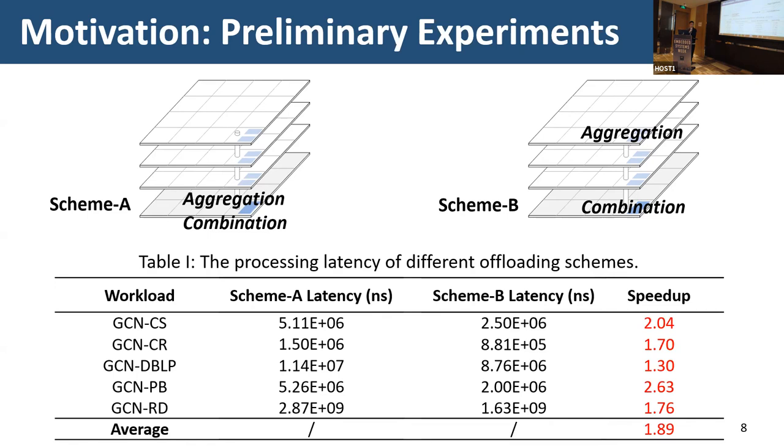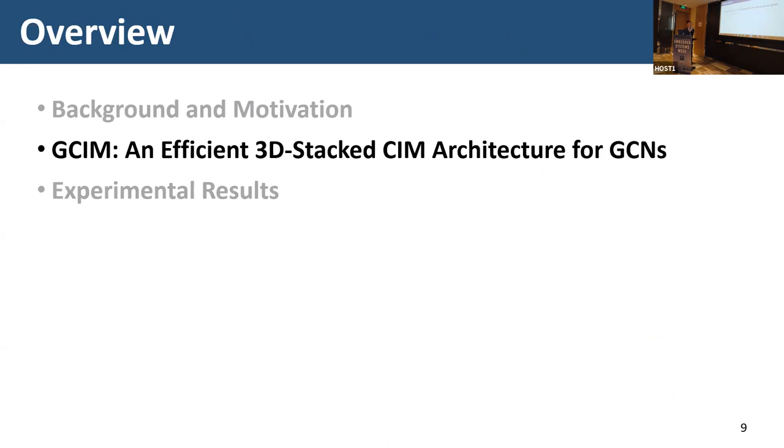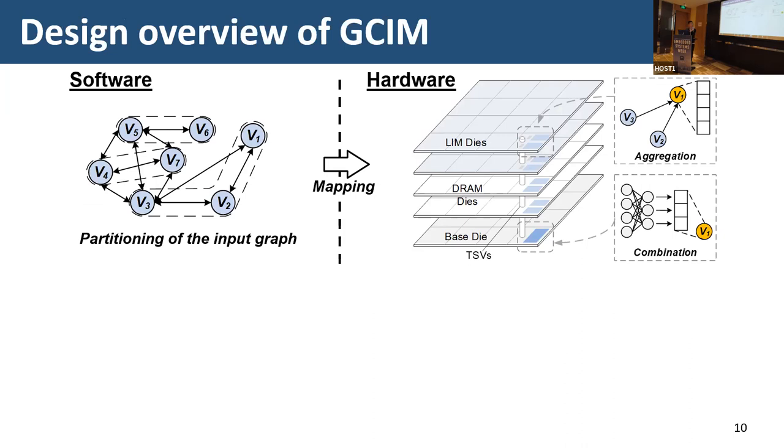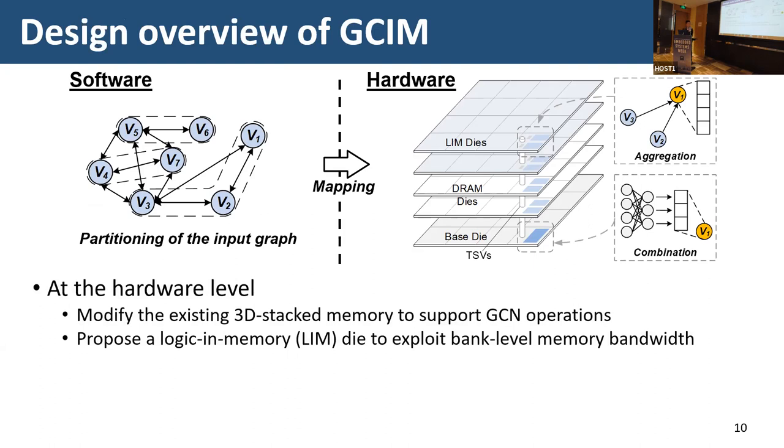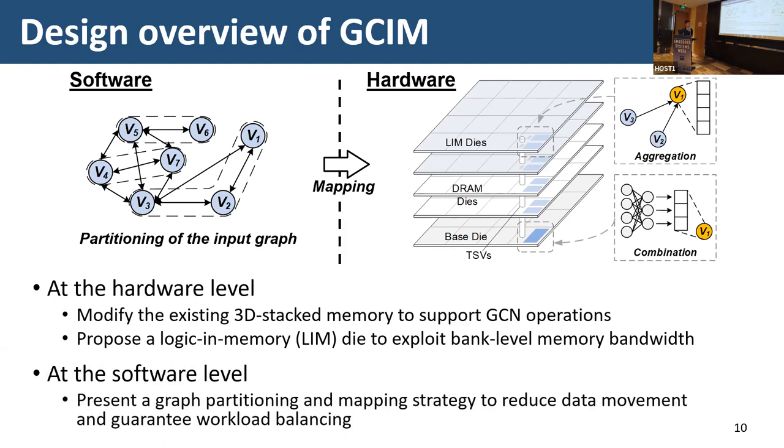Next, we present GCIM, a hardware software co-design accelerator for GCNs based on 3D stacked CIM architecture. The design overview of GCIM is shown in this slide. At the hardware level, we modify the existing 3D stacked memory to host GCN operations. At the software level, we present a graph partitioning and mapping strategy to reduce data movement and guarantee workload balancing.